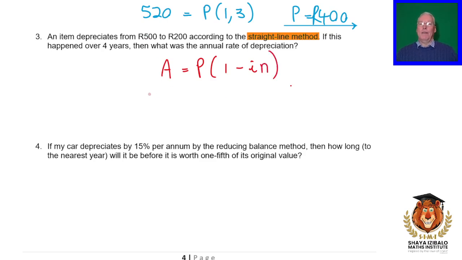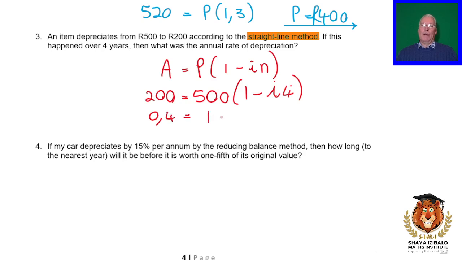Okay, so 500 to 200. 200 is our A value, 500 is our P value. 1 minus, we don't know I, we're working out I, times by N, N is 4. Okay, all right. We're going to divide exactly as we did last time. We're going to get 0,4 equals 1 minus 4i. We're going to add 4i to both sides, and we're going to subtract 0,4 from both sides. So we actually get 4i equals 1 minus 0,4, it's 0,6. Divide both sides by 4 and we get I equals 15% per annum.